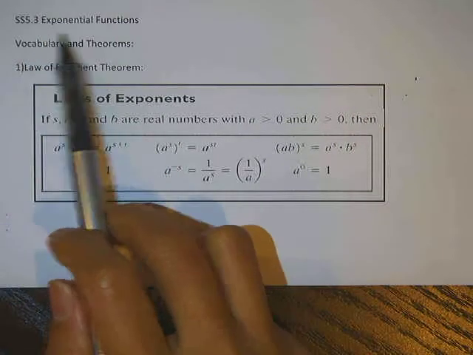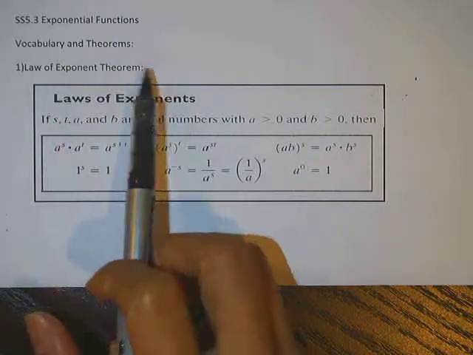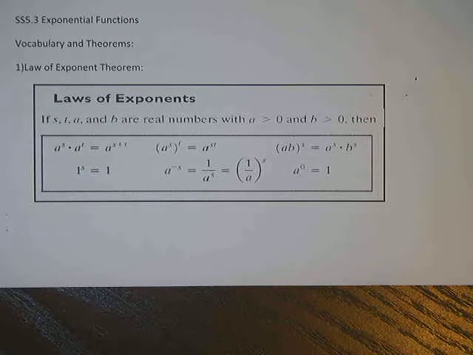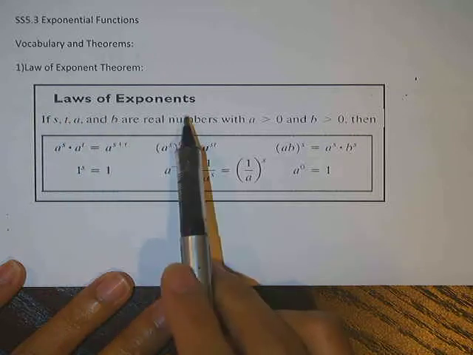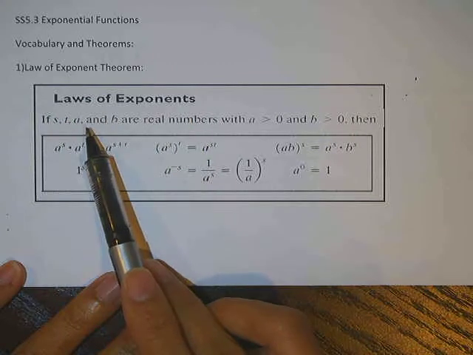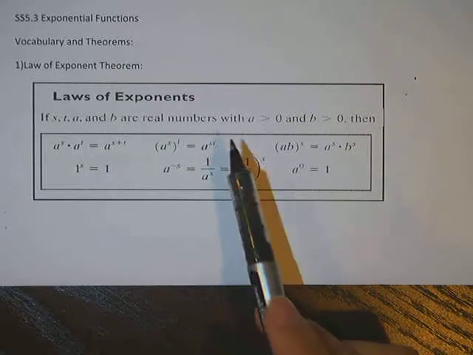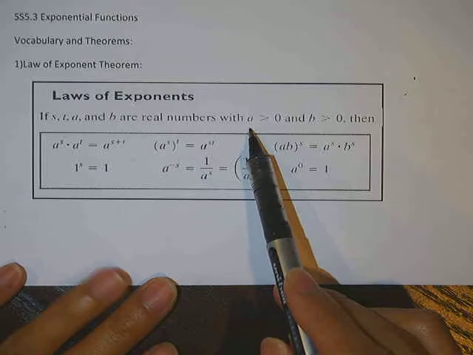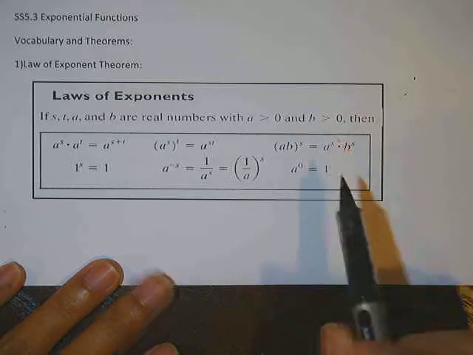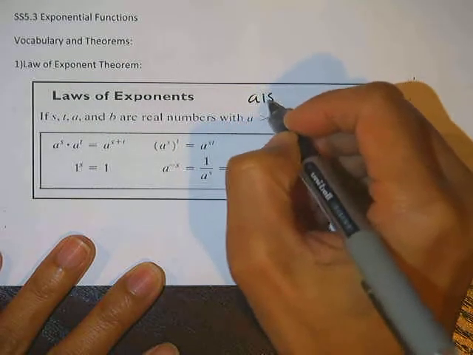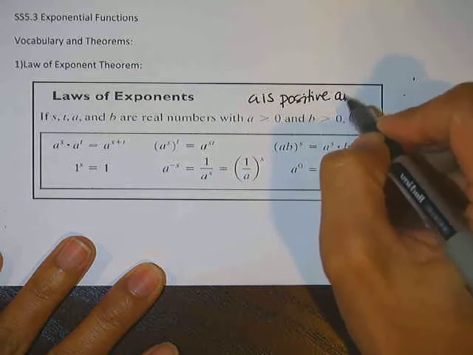So 5.3, exponential functions. This is really important, right? There are some vocabulary and some theorems that we're going to talk about. Super important vocabulary and theorems. So first, the law of exponents theorem. If s, t, a, and b are real numbers, and remember, real numbers are pretty much everything you can think of except imaginary, with a being positive and b also being positive.